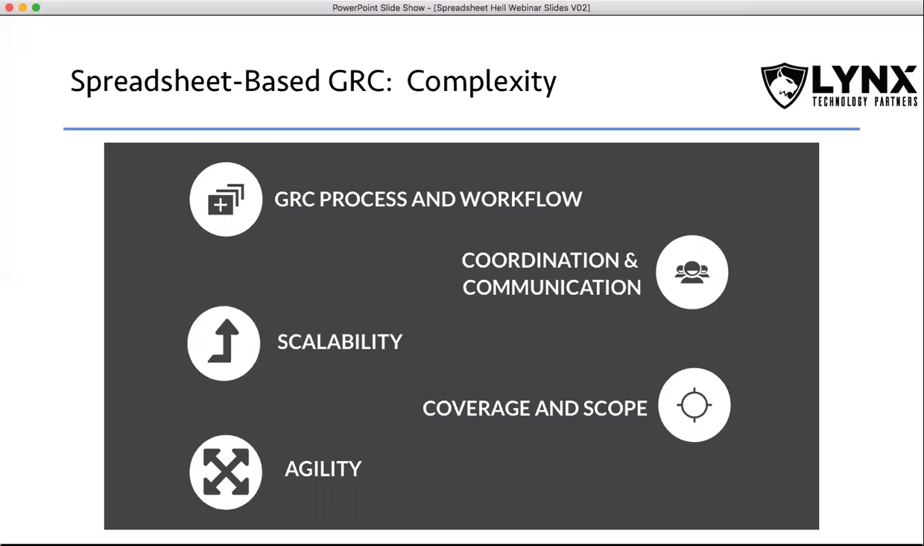Where spreadsheets in the beginning were a great way to increase the company's agility in addressing GRC requirements, in the end, as complexity increases, the agility actually goes away, and spreadsheets cause organizations to become more rigid in what they can do in GRC. So it's an interesting impact of complexity as people try to increase their GRC capabilities. Anna, does this line up with what you've seen in your career and your experience?